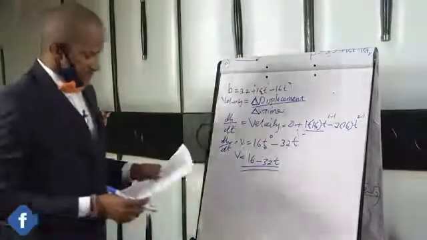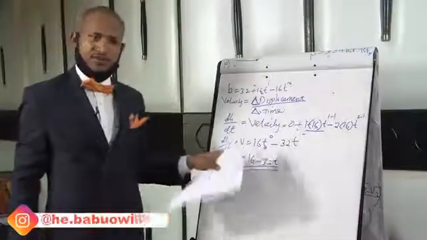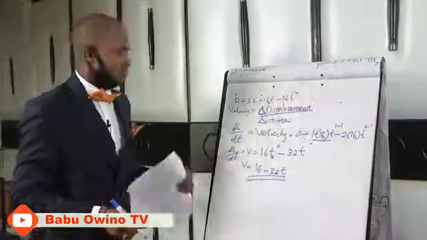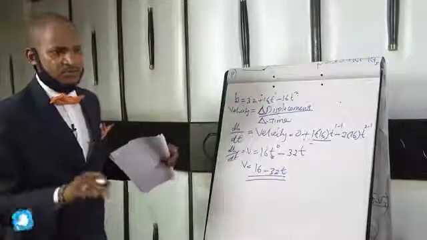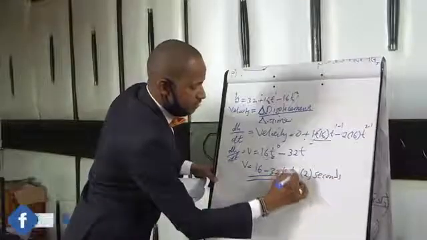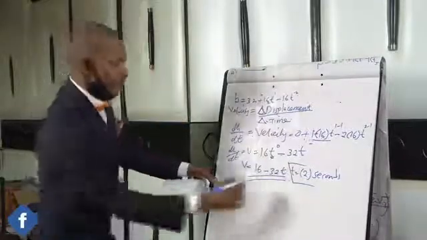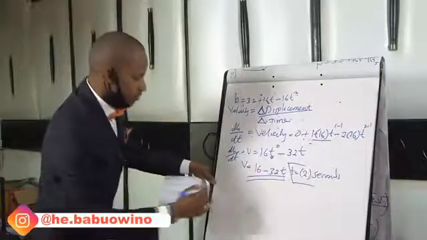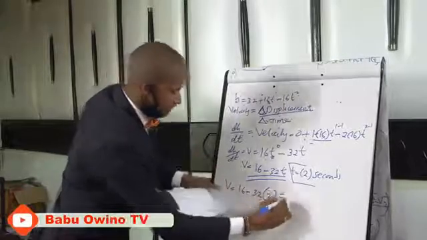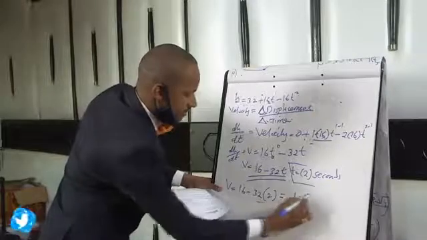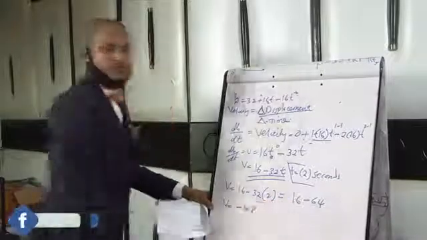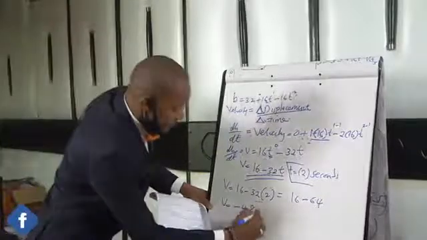But the question is telling us to find the value of this velocity at which he hit the water surface. We remember that the time taken to hit the water surface was 2 seconds. So t is equal to 2 seconds. Where there is t, you replace with 2. Therefore, velocity is equal to 16 minus 32 times 2 seconds. You get 16 minus 64. So velocity is equal to minus 48. 16 minus 64 is minus 48 meters per second.